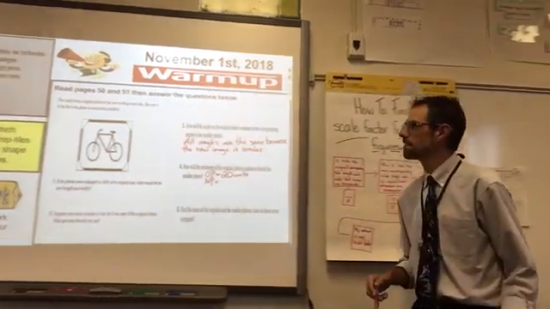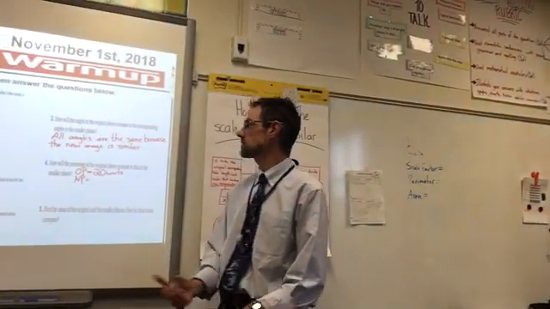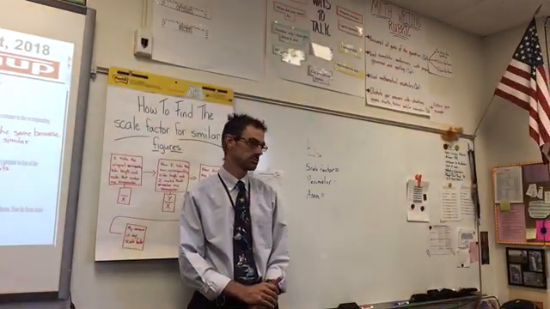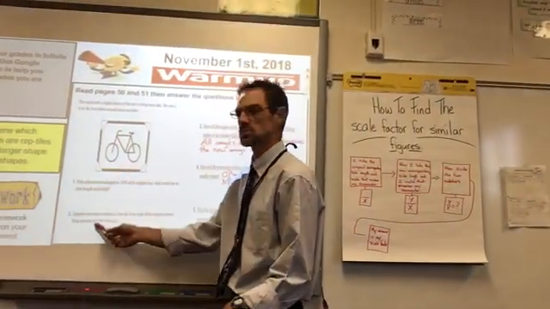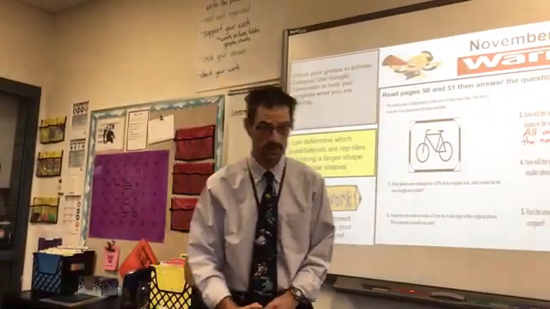So, here I've got number 3. All angles are the same because the new image is similar. How do I know it's similar? What did I do going from the bigger image to the smaller image? What did I use? A scale factor.